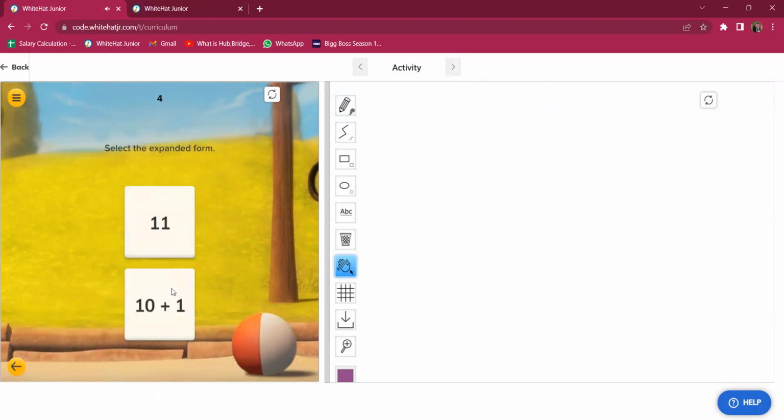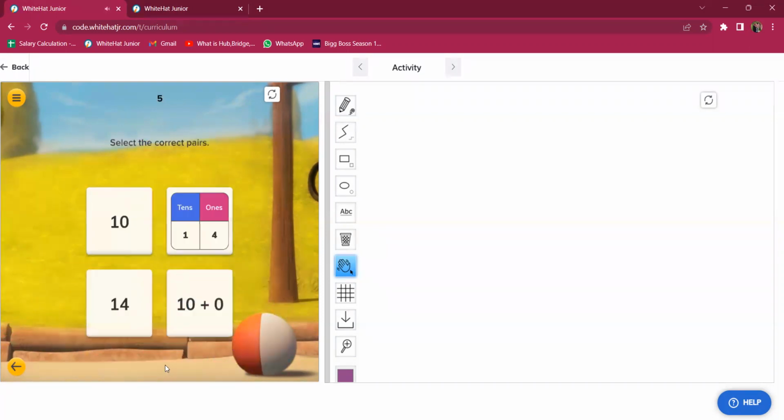So select the expanded form. We know expanded form is when you write it elaborately. So that is 10 plus 1. So that is the expanded form. The 11 number is the standard.